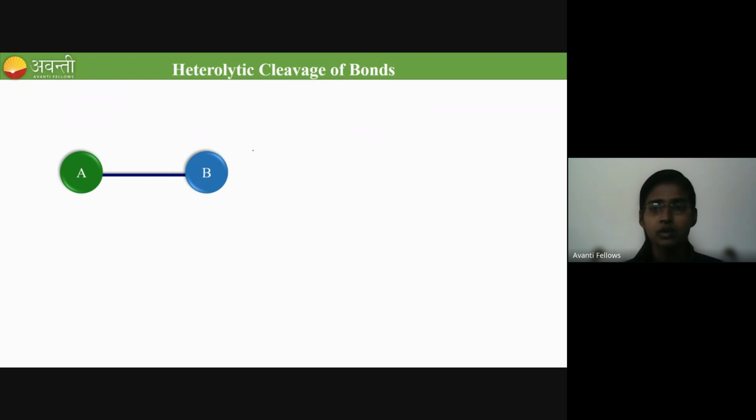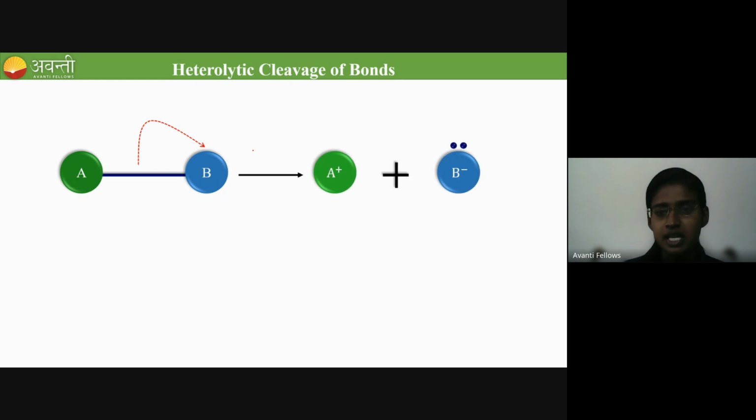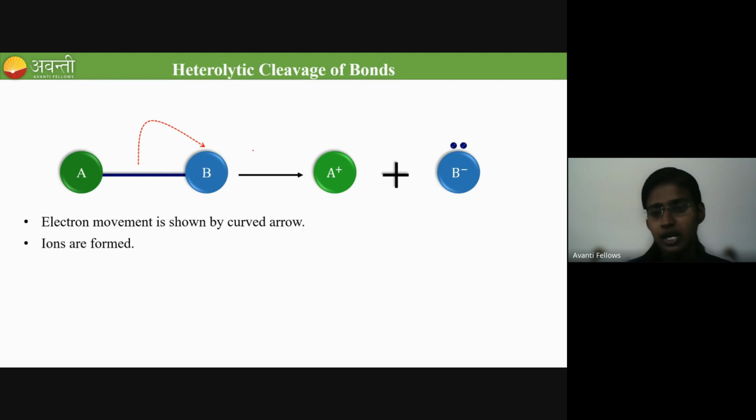Since B is more electronegative, what is meant by electronegativity? The tendency of attracting the shared pair of electrons towards itself is called electronegativity. Now I am saying that atom B is more electronegative, meaning both the electrons in that bond will be pulled towards atom B. So you see here, two electrons are going towards B, and I am getting B minus and A plus. A is losing its electron, so it gets a positive charge, and B is taking that electron, so it is B minus. The electron movement is shown by a curved arrow here, and cations and anions are formed. So ions are formed from heterolytic cleavage of bond.